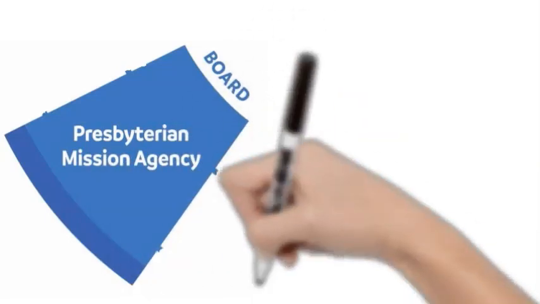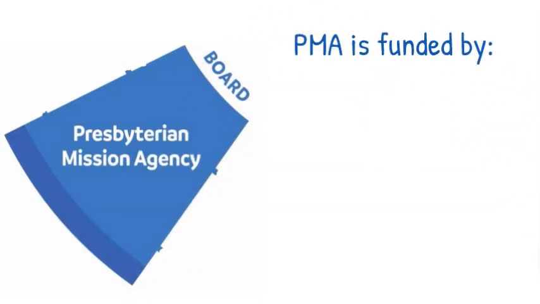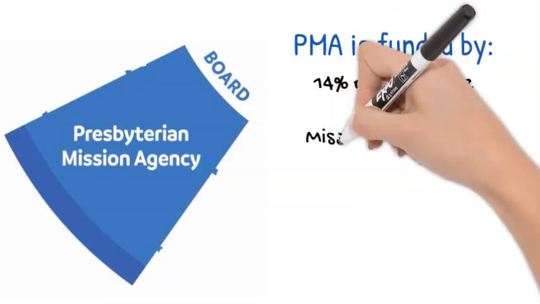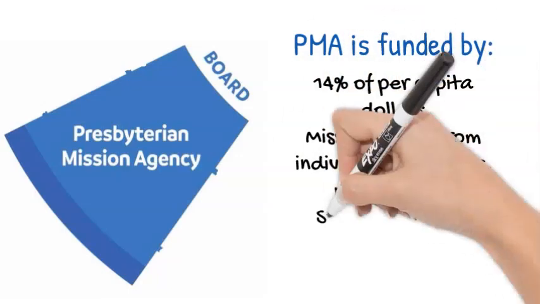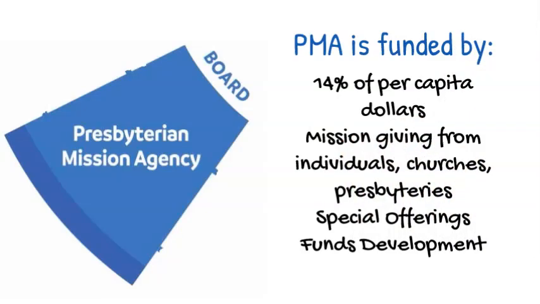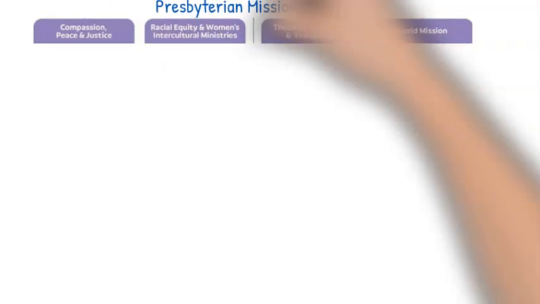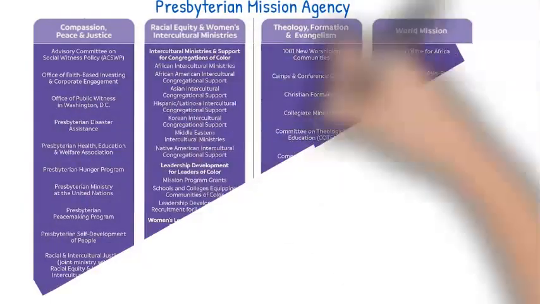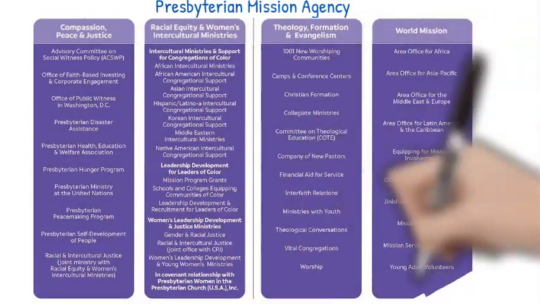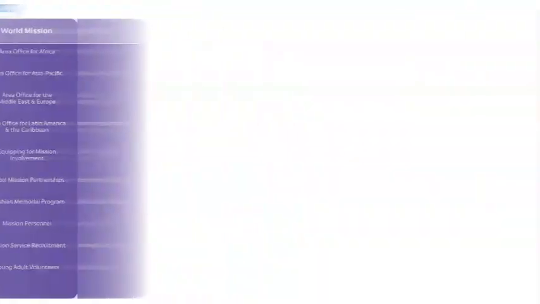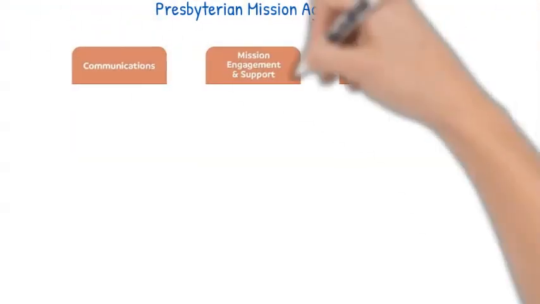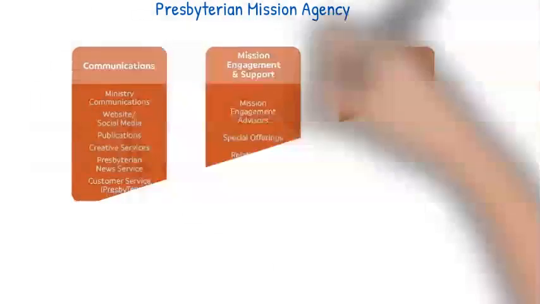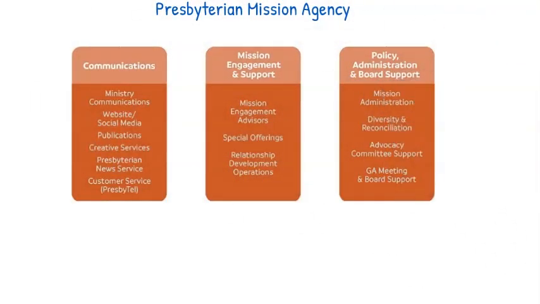Mission programs are carried out by the Presbyterian Mission Agency, which supervises the work directed to be done by the General Assembly. PMA receives a portion of per capita and is primarily funded by mission giving, special offerings, and the development efforts of staff. PMA is where ministries like Presbyterian Disaster Assistance, Peacemaking, Intercultural Ministries, Vital Congregations, Worship, Evangelism, and World Mission are supported. PMA also holds Presbyterian News Service, Mission Engagement, and Diversity and Reconciliation Ministries.